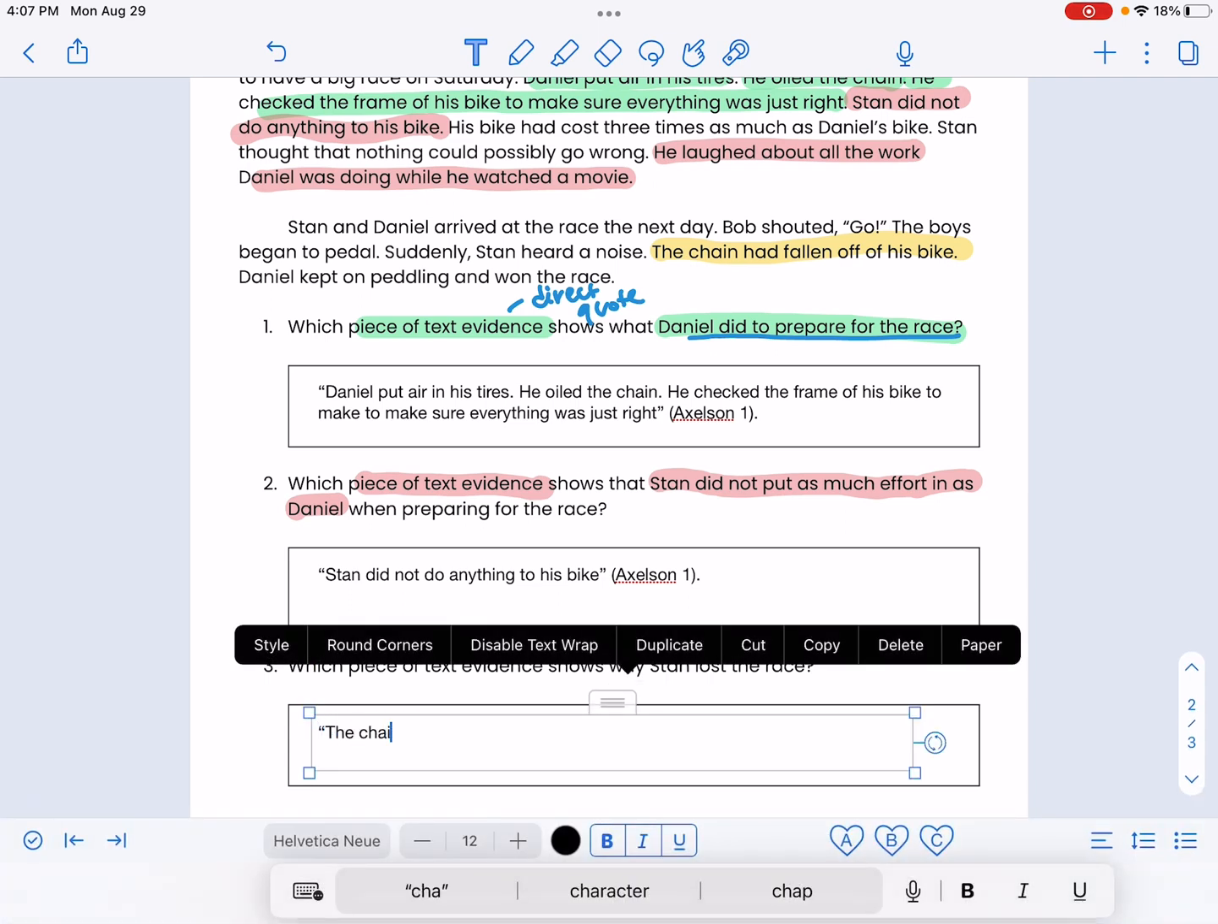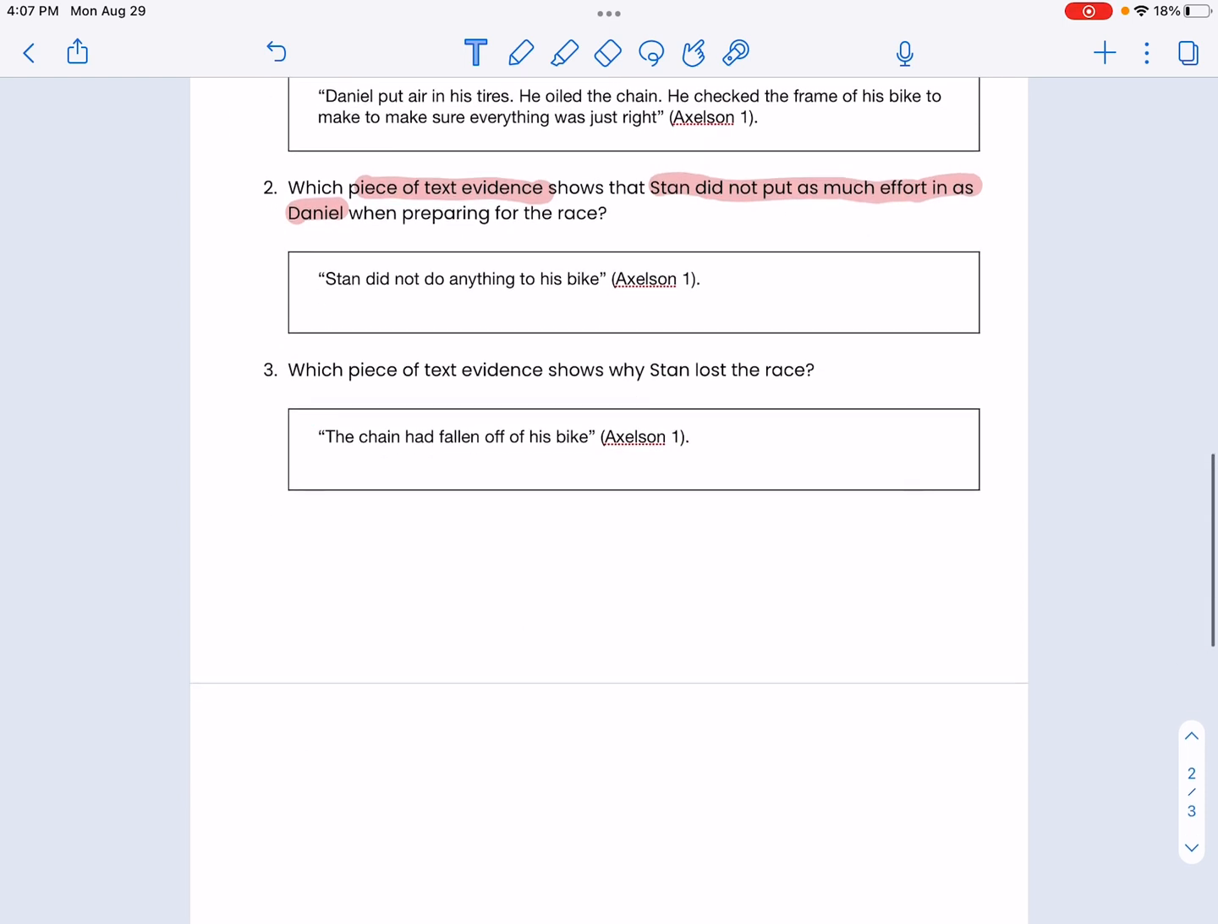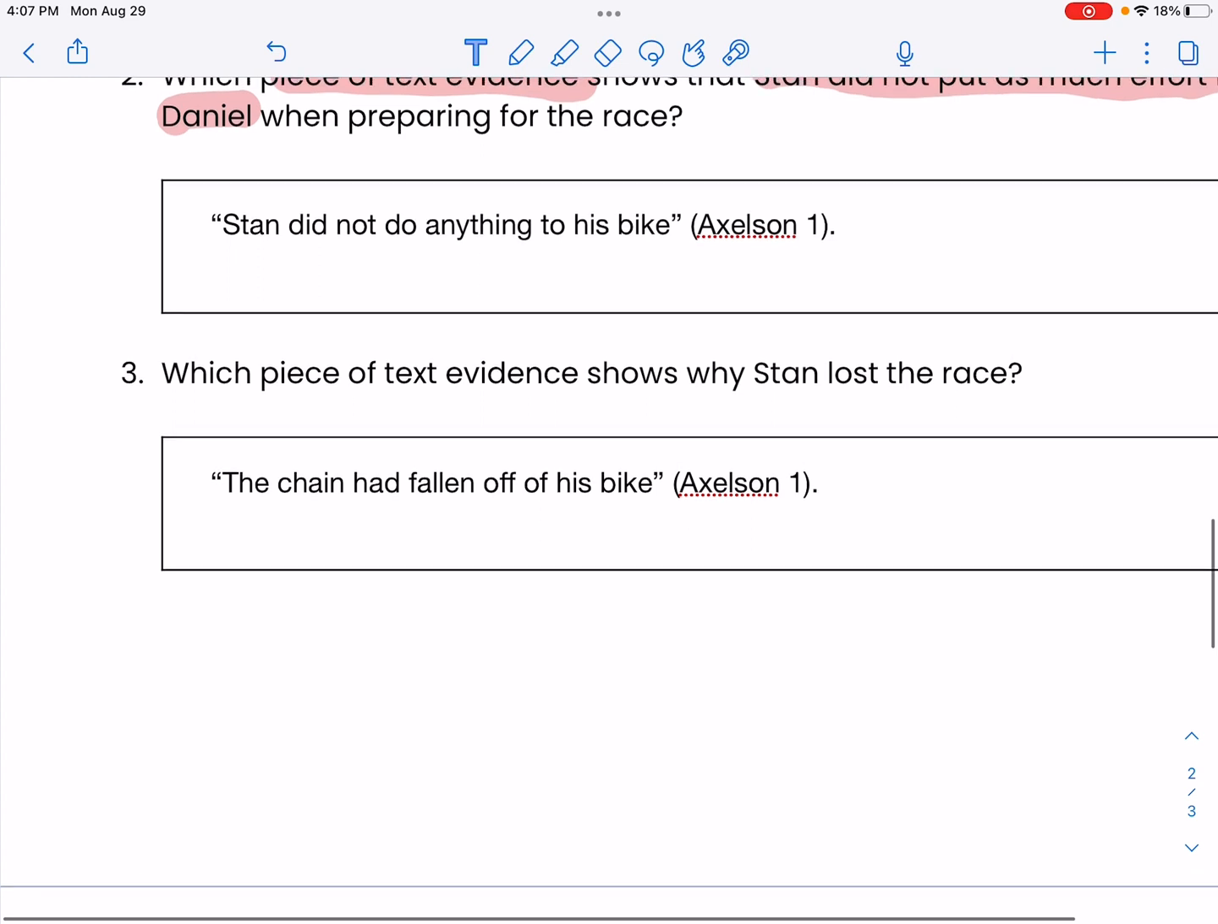Okay, the chain had fallen off of his bike. Axelson won. So hopefully in your answer, you put something of this nature. You put the chain had fallen off his bike in quotation marks, and then Axelson won in parentheses, period. This is the piece of text evidence that shows why Stan lost the race. If you wrote a different answer, go ahead and check with the sub to see what they think of your response and if it fits.